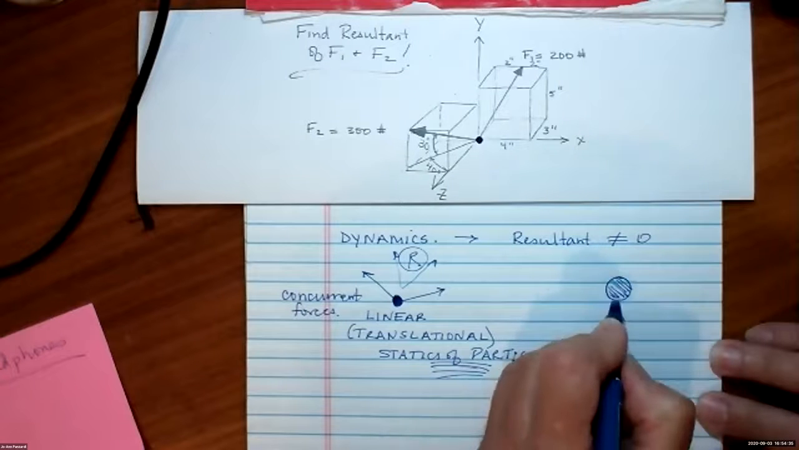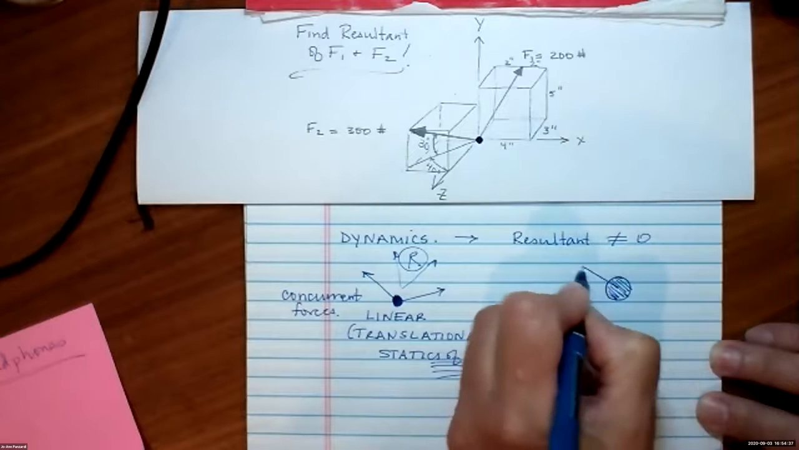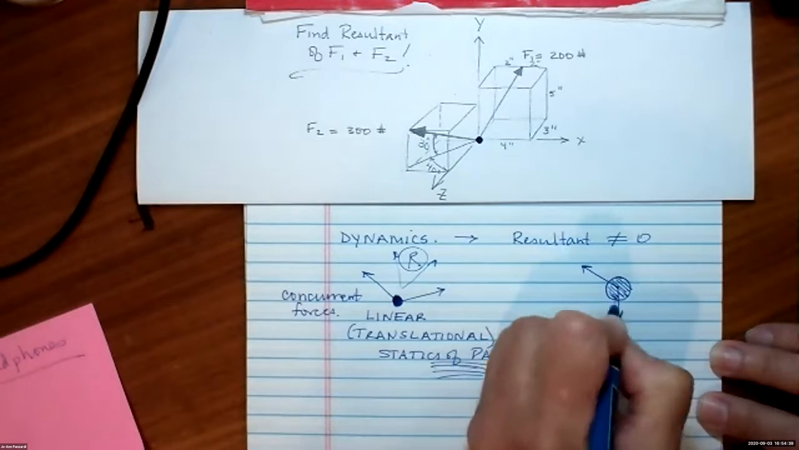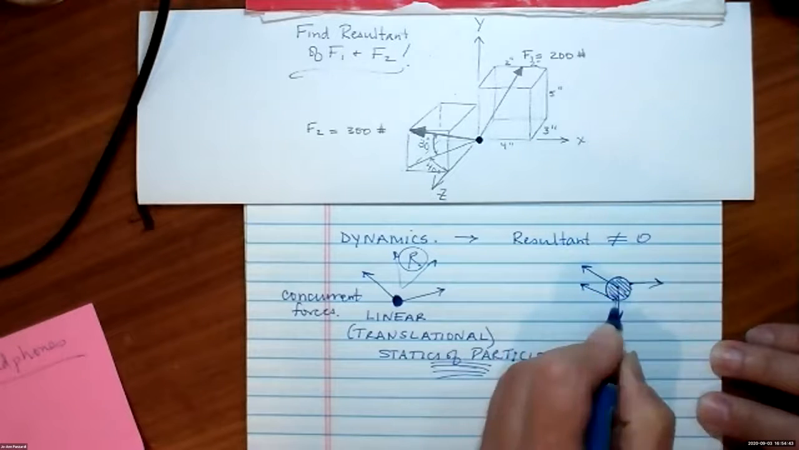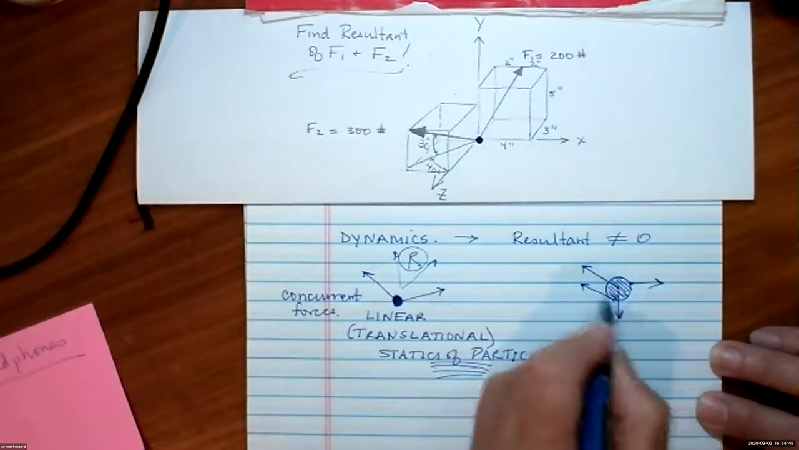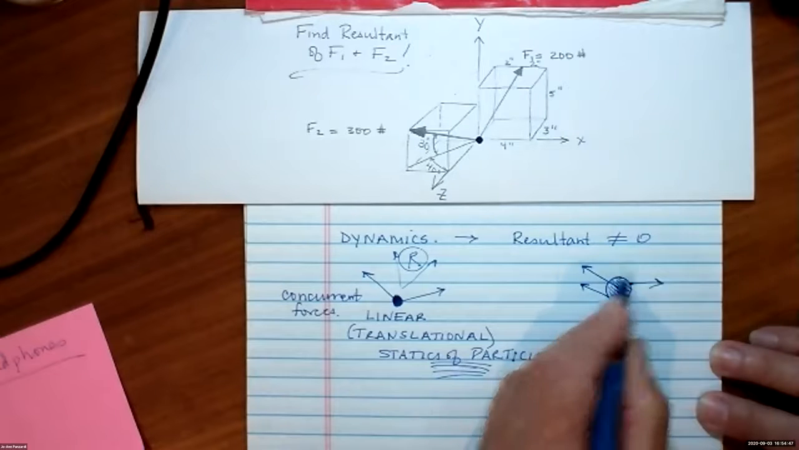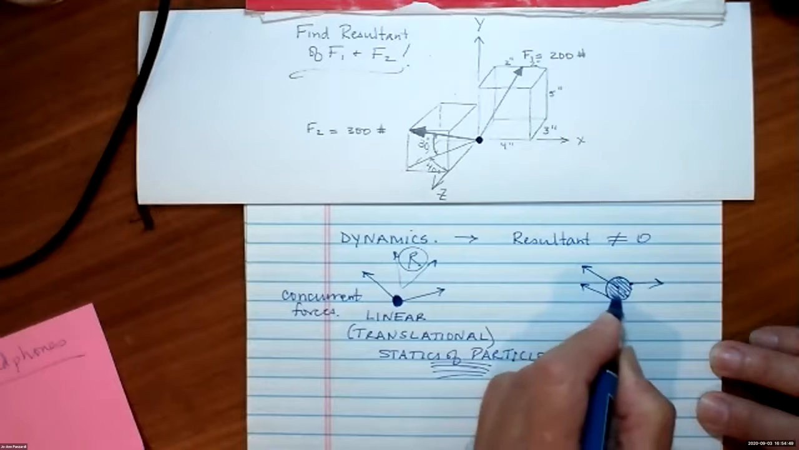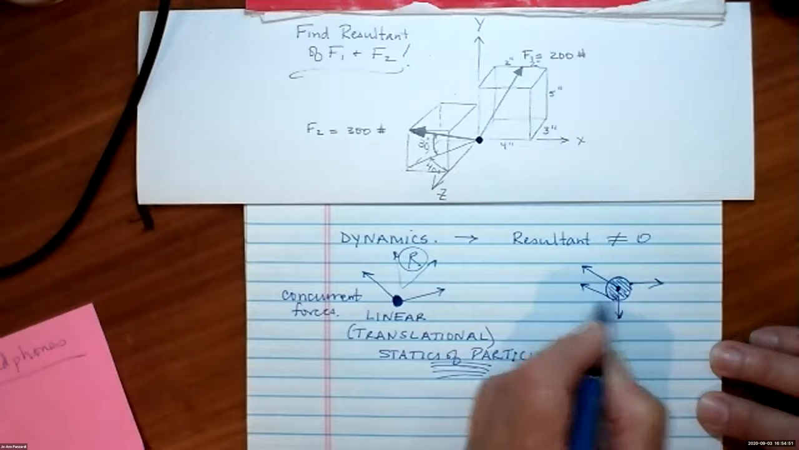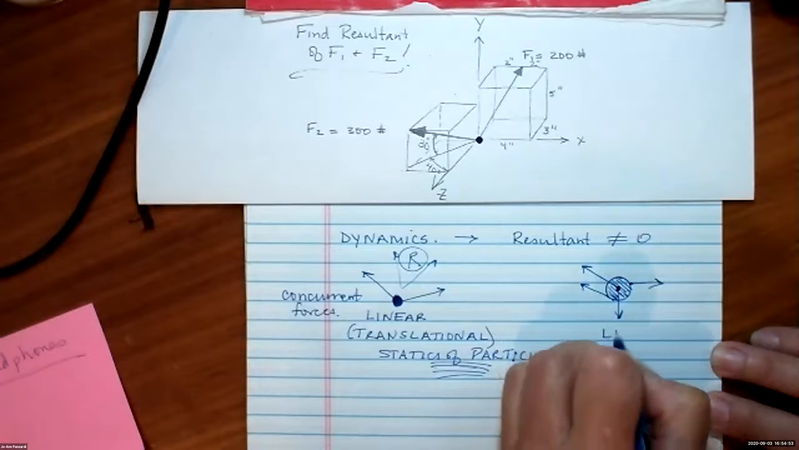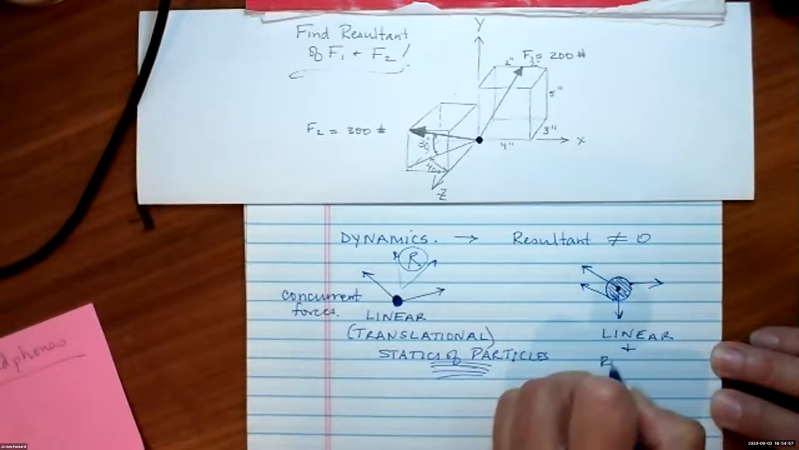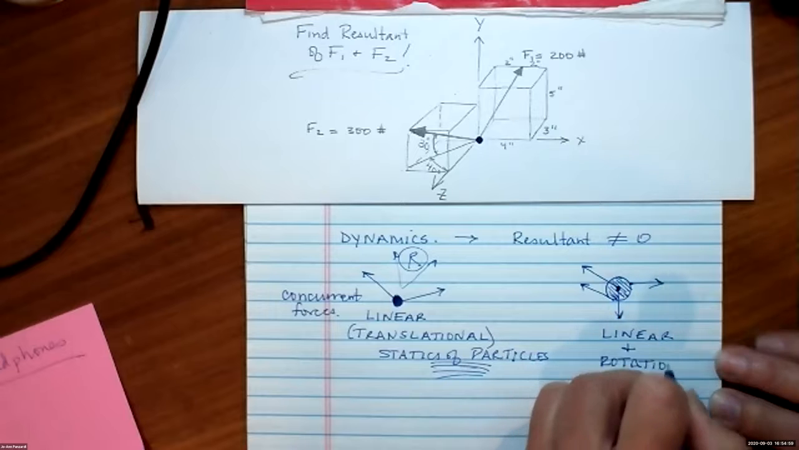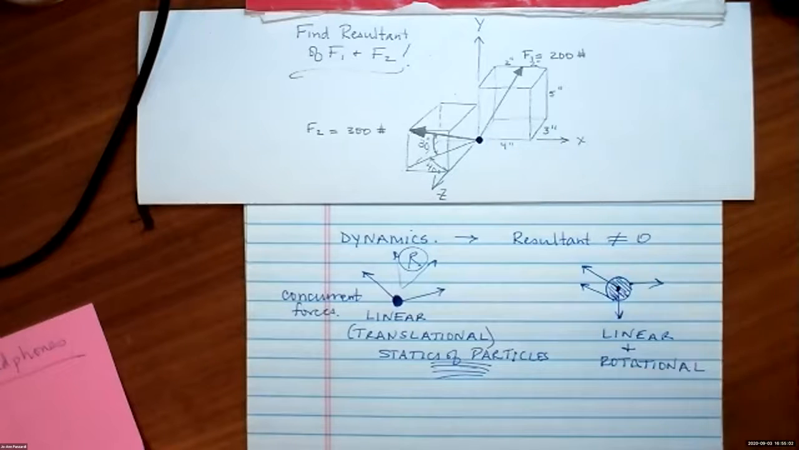If we had a body that had a force coming through the center, a force going here, a force going here, and a force going here, could you imagine that if you had a body being pulled not only at the center but also in other parts, you're going to have linear motion, but you're also going to have rotational motion, or the potential of linear and rotational.